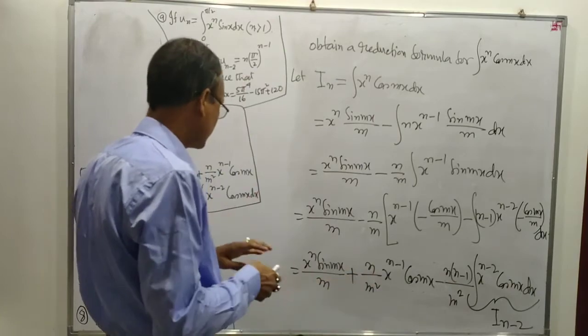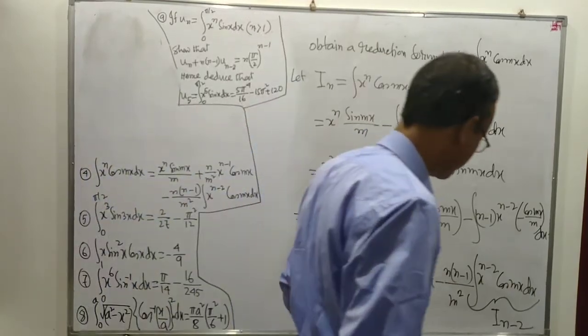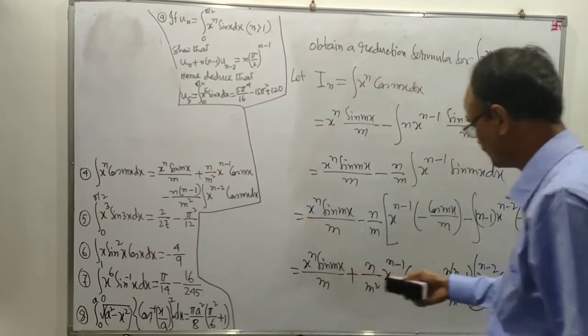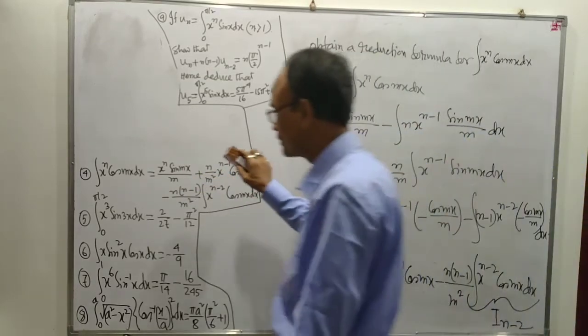This is the reduction formula. This means that we have proved number 4 also. We have proved number 4.